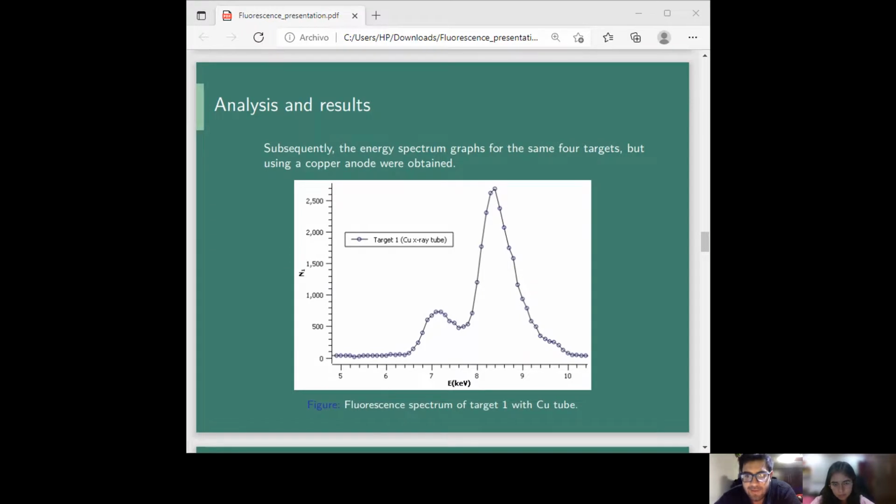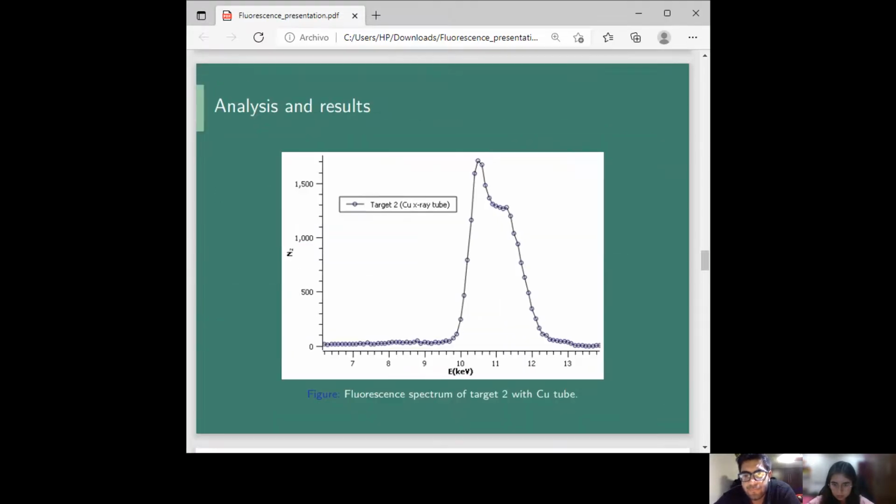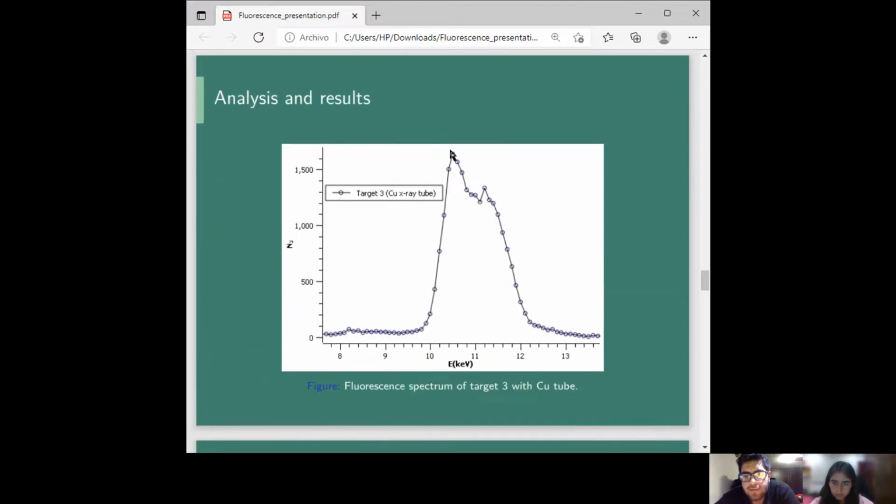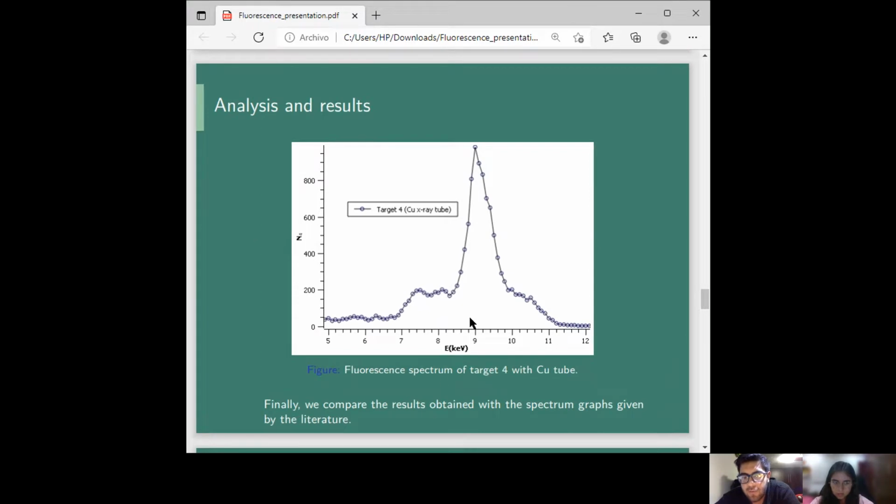Subsequently, we have the energy spectrum graphs for the same 4 targets, but using the Cu tube. For target 1, we also have 2 peaks, one around 8.5 and one around 7.1 kiloelectronvolts. For target 2, we have 1 peak and 1 semi-peak. The semi-peak is around 10.5 and the other real peak is around 11.2. For target 3, we also have two peaks, one around 10.5 and the other around 11.2. And for target 4, we also have many peaks, but one that is more visible and is around 9.